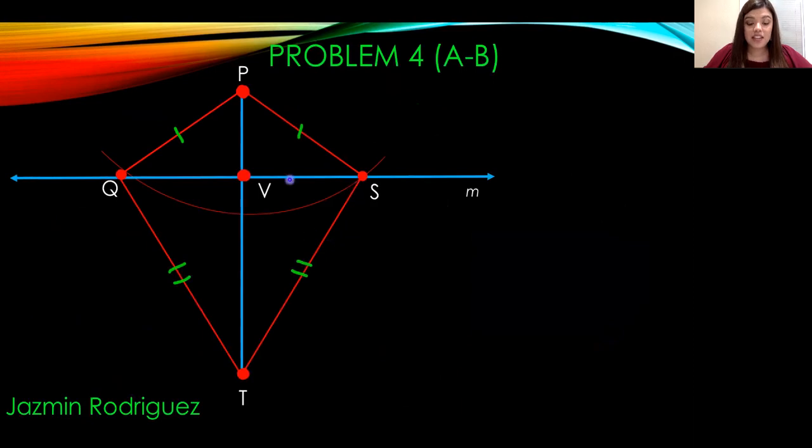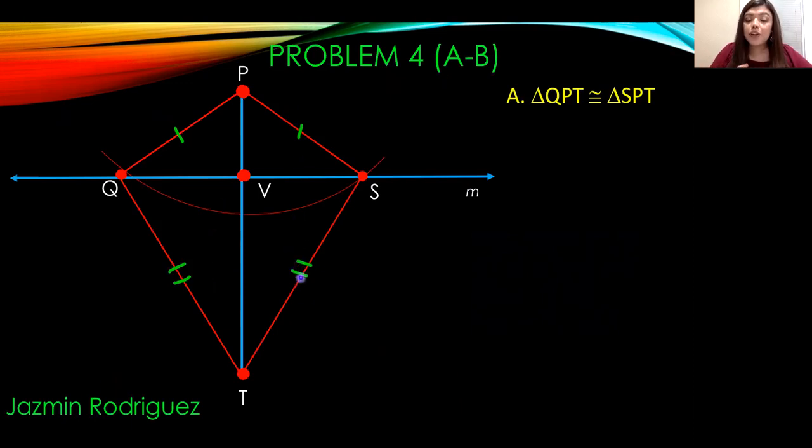All right, now let's look at problem number 4. And we are given this figure. And what it wants us to do is prove that triangle QPT is congruent to triangle SPT. Now, how are we going to do that? Well, first of all, let's remember what congruent means. It means that they are equal to. So that means that we have to prove that those 2 triangles are going to be equal to each other.